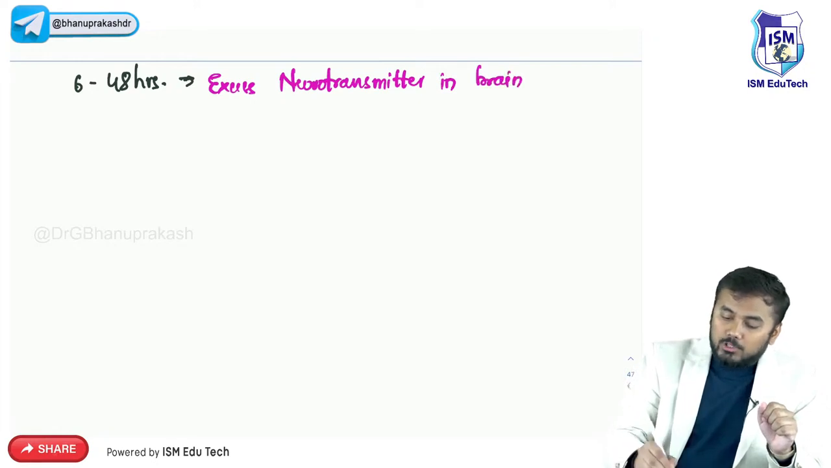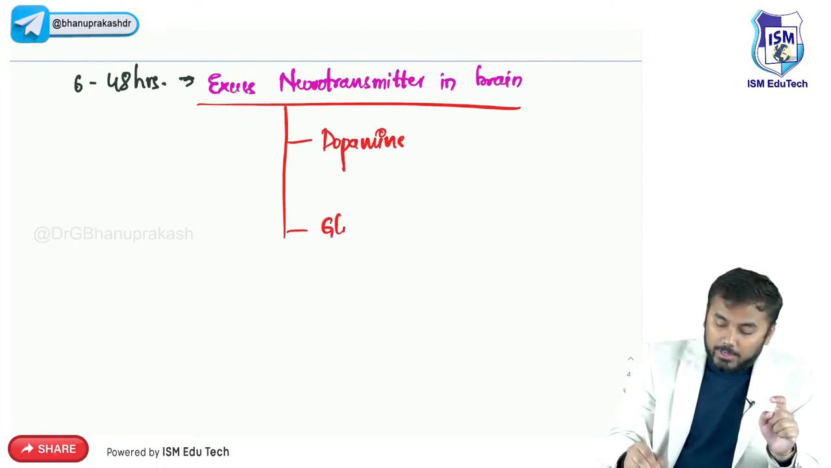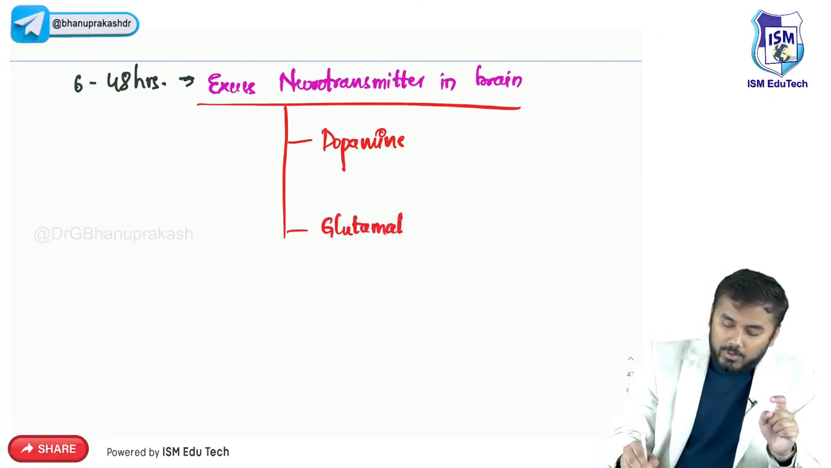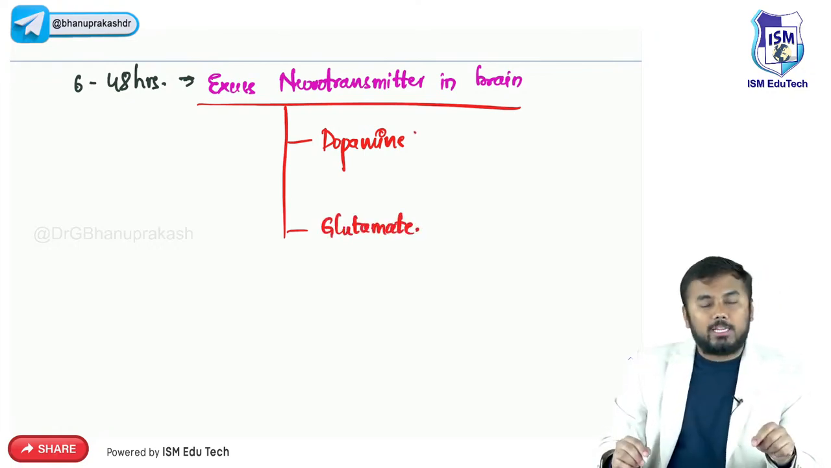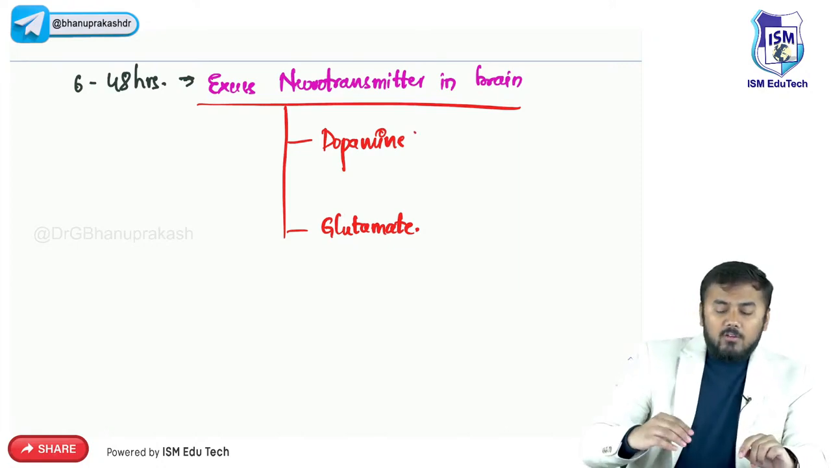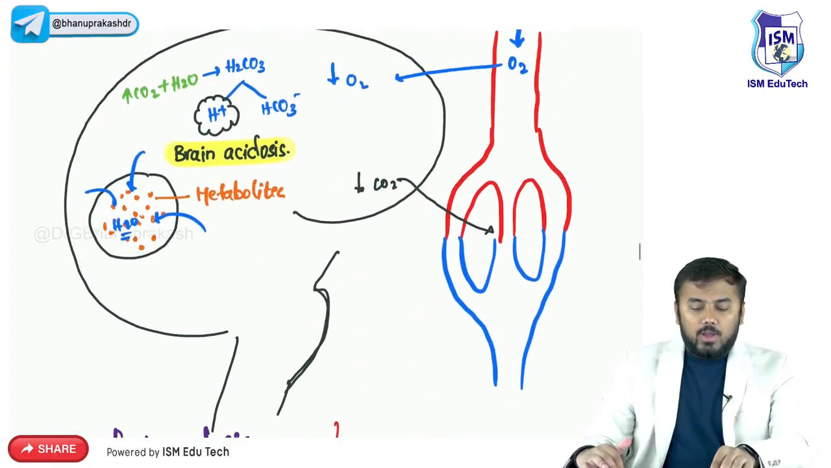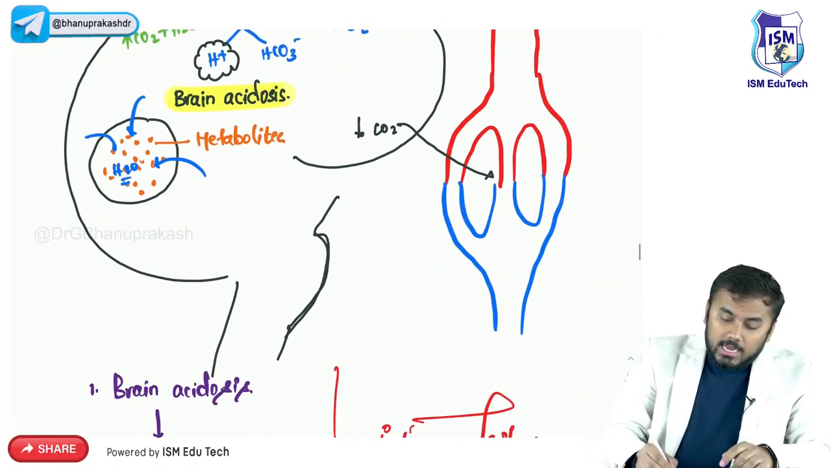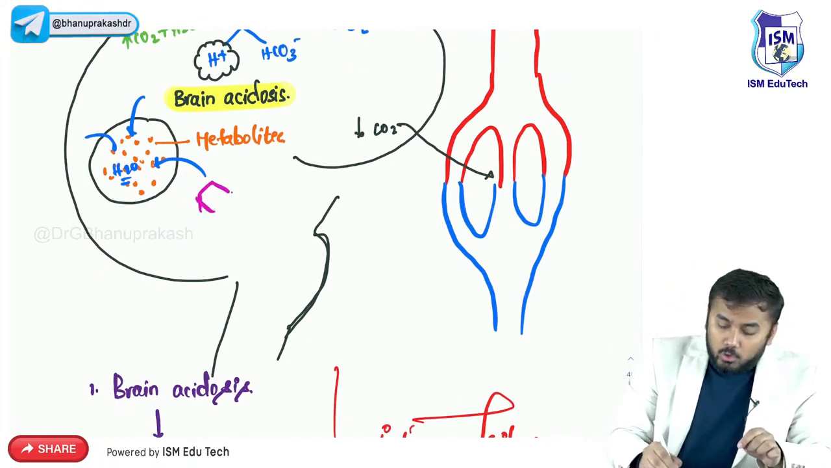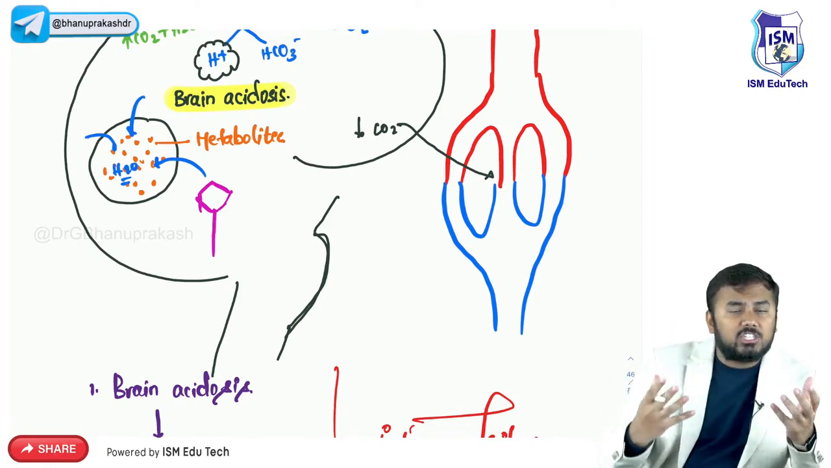Okay, what neurotransmitters you are talking about? I'm talking about two neurotransmitters. One is dopamine, another one is glutamate. Dopamine as well as glutamate, both of these neurotransmitters are right now in the brain. Now you might get a doubt, why after 6 to 48 hours? The reason is that after 6 to 48 hours what will happen is, ये देखो, these are the neurons, है ना? So these neurons for about 6 to 48 hours they are under severe stress.